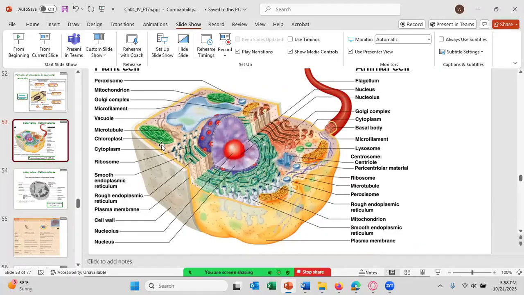Chloroplast is an organelle that is only found in plant cells. You don't find chloroplast in animal cells. The centrosome is something you find in animal cells. You do not find it in plant cells.